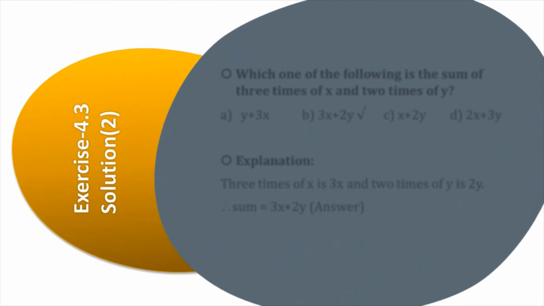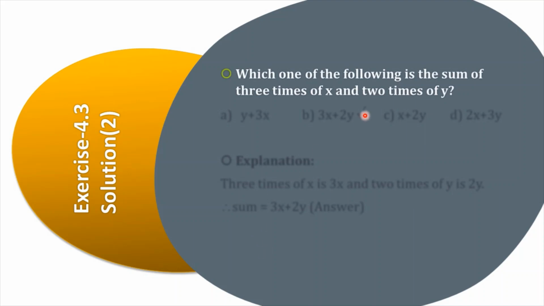Now solution number 2, let us see the question. Which one of the following is the sum of the 3 times of x and 2 times of y? Let us see the options, my dear. These are the options: A, y plus 3x, B, 3x plus 2y, C, x plus 2y, and D, 2x plus 3y. So my dear, this is the tick mark. You can see number B, 3x plus 2y. This will be the desired answer.